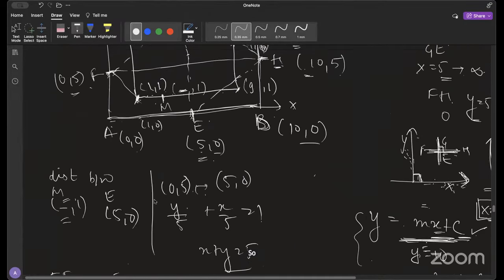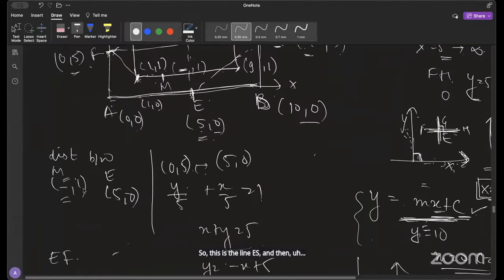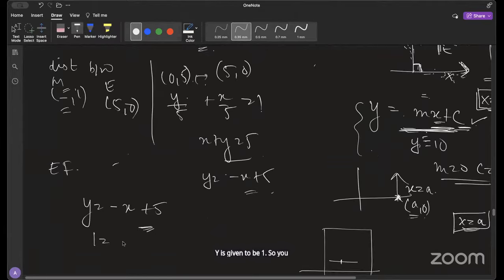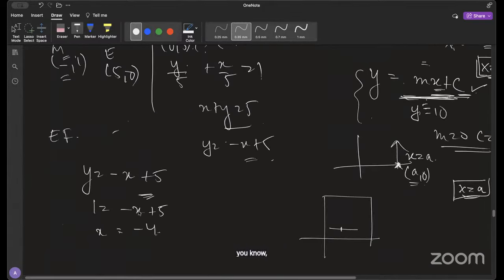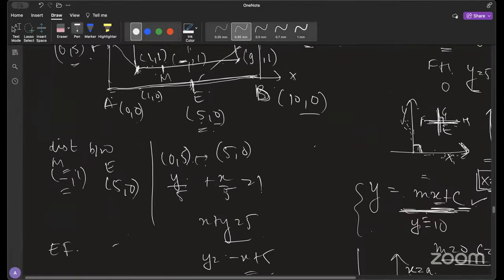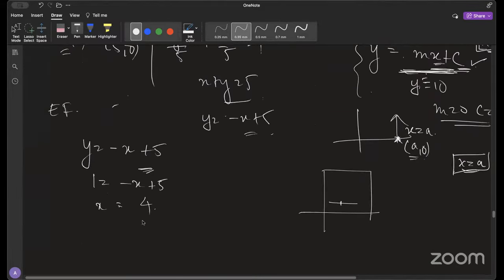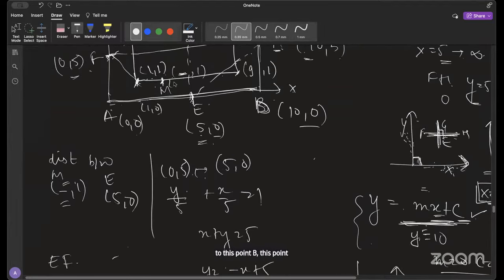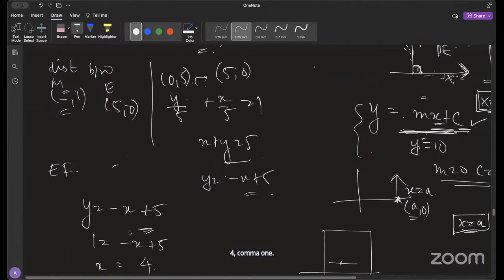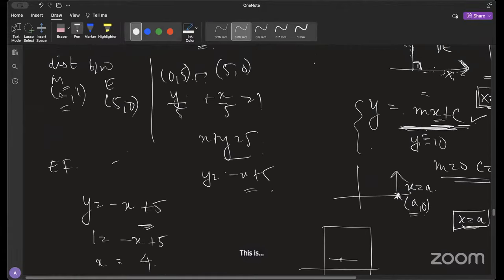So this is the line EF, and y is given to be 1. So you put y equals 1 here, you will get x equals minus 4. Actually, it can't be minus, it would be plus 4. We can easily find the equations of all of it, it's just the intercept form. This is just x equals 4. So this point will be 4 comma 1.